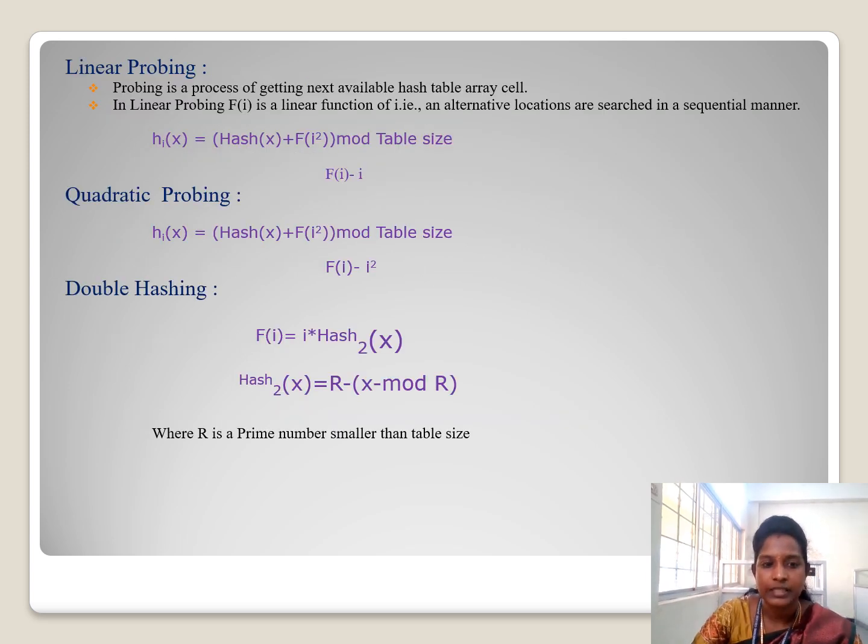Next we are going for linear probing. So what is linear probing? Probing is a process of getting the next available hash table array cell. In linear probing we are using f(i) as a linear function. In quadratic probing we will use f(i) equals i square. In double hashing we are going to use these two formulas. So I will tell you what linear probing is.